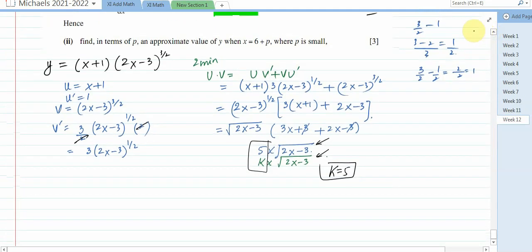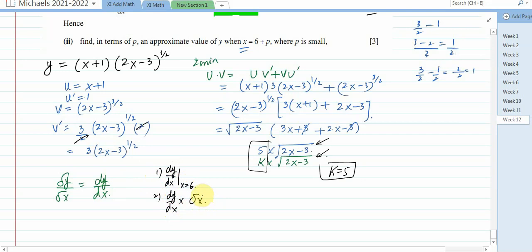Find in terms of p an approximate value of y when x is equal to 6 plus p, where p is small. When x is equal to 6 plus p, that means the initial value of x is 6, right? So first I'm going to write down the working formula. We have change in y upon change in x is approximately dy over dx, right? You need to give it a try first, but let me tell you what needs to be done. First we need to find dy by dx at x equal to 6. After that you need to multiply dy over dx times delta x, and that will be your answer.